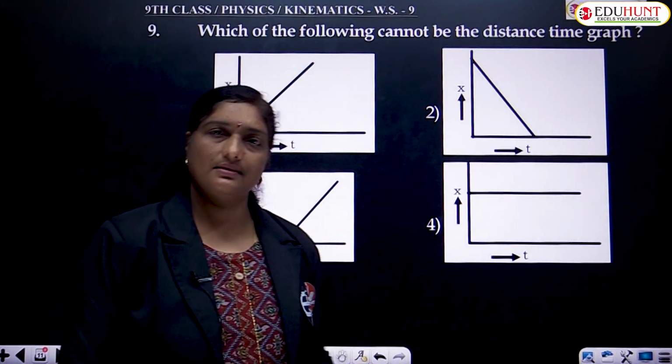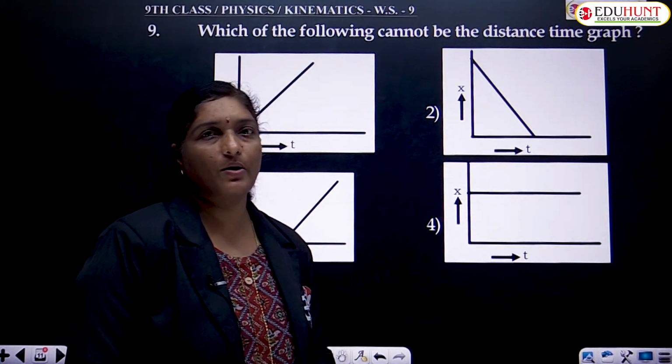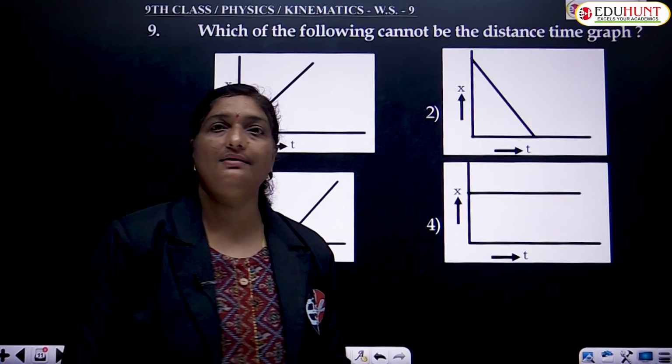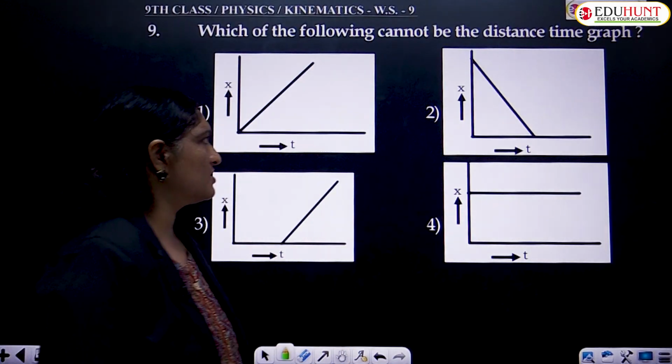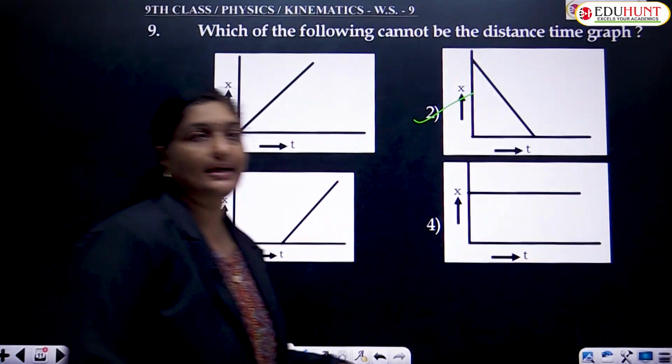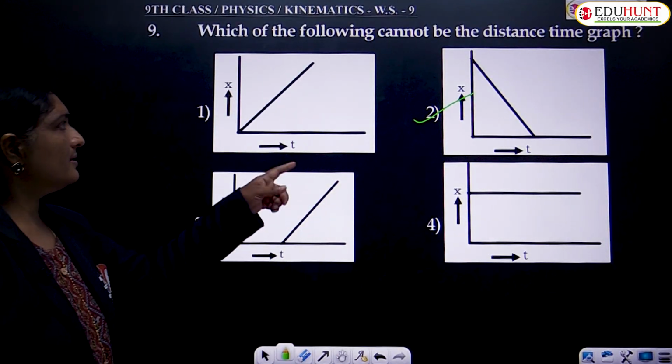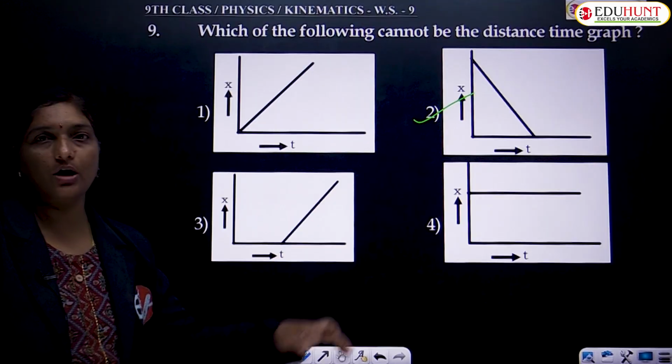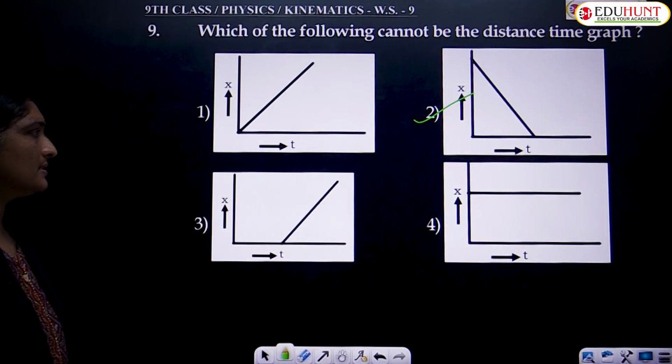A line parallel to the x-axis, parallel to the time axis, is also possible. That indicates that the body is at rest, stationary. But for a distance-time graph, the graph can never have a negative slope. Hence, the second graph is not possible for a distance-time graph.